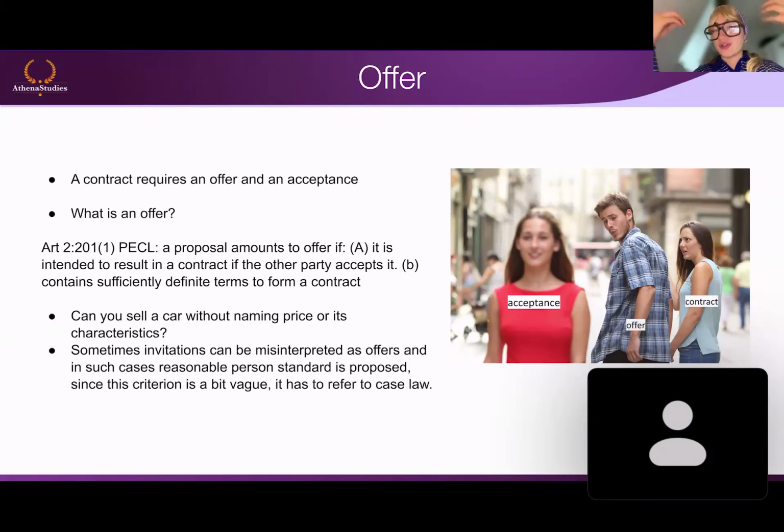According to this, a proposal is an offer, firstly, if there is an intention to result in a contract after the acceptance, and secondly, if it contains sufficiently definite terms to form a contract. I think the first part is pretty obvious: there has to be intention to have a contract in case of acceptance. But the second is where the questions arise. For example, what do we mean by sufficiently definite terms? We don't really have a list of those terms, right? We do not have any guidelines that say you have to use this word, this word, this word in the proposal to be an offer. No, we don't do that.